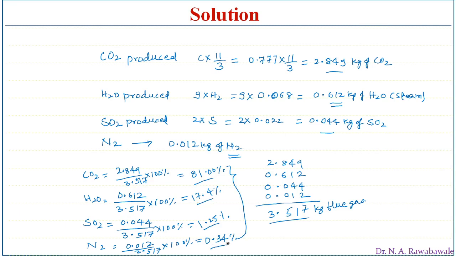So earlier we obtained the exact mass of constituents in flue gases. If we want to convert that into the mass analysis, then mass divided by total mass of flue gas into 100 gives us percentage of carbon dioxide on the mass basis in the flue gas as 81%. So in this way we can find out mass analysis of flue gases also, and this mass analysis can be converted into volume analysis, that already we have studied.